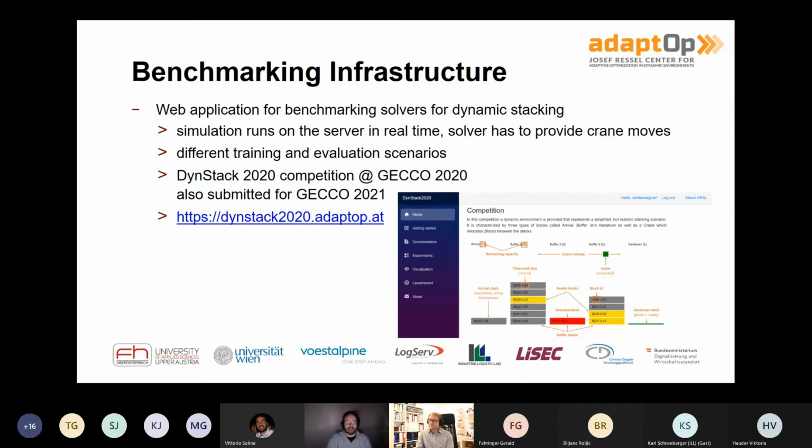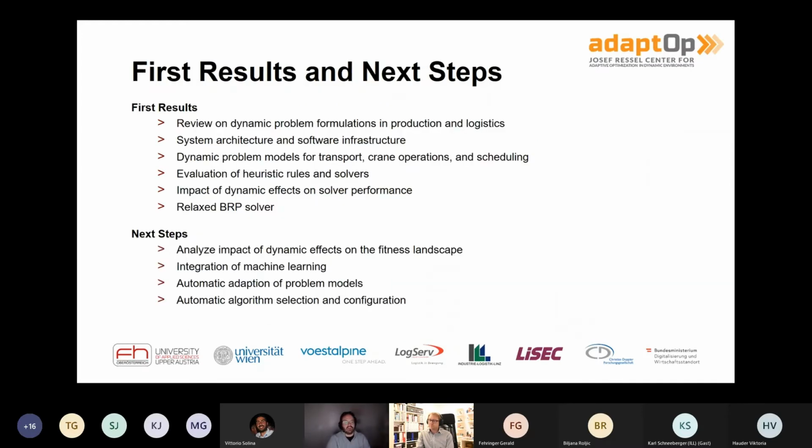So as time now is running short, I think I have to come to an end. So what are first results and what are next steps that we are going to focus on in our Josef Ressel Center? Just to pick a few of the results, we have reviewed dynamic problem formulations, of course, in production logistics. You have maybe heard these results in the talk of Victoria Hauder, who gave her talk yesterday. And we created the system architecture and software infrastructure that I presented to you 2 slides before.